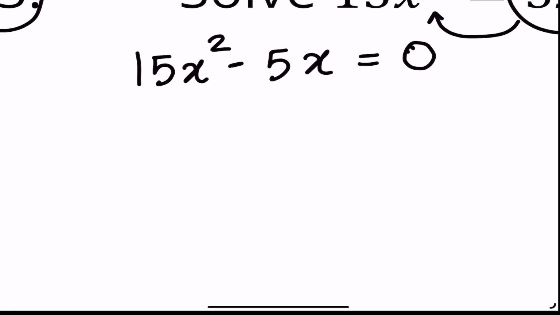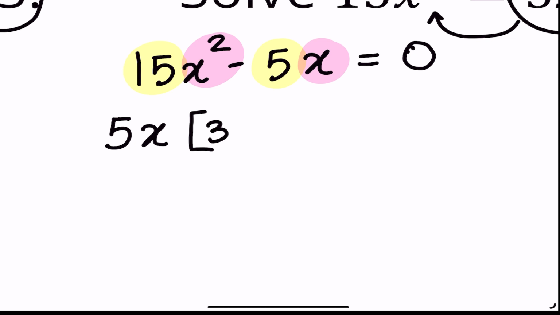Once I have this, I'm going to see what can I factor from 15x squared and 5x. That means I'm trying to see what can I factor from 15 and 5, the numbers, and x squared and x. If I'm looking at the numbers from 15 and 5, I know I can factor the 5. From x squared and x, I know I can factor the x. 5x times what gives you 15x squared? 5 times what gives you 15? 3x times what gives you x squared? 5x(3x minus 1) is equal to 0.